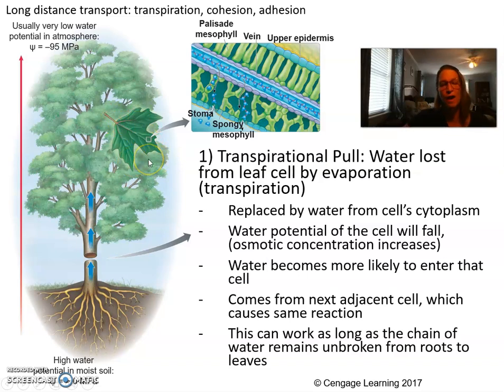And it works really well as long as the chain of water remains unbroken from the roots to the leaves. So similarly, if you had a hole in your straw, which would break that chain of water, then your straw wouldn't work anymore. So it's really important that the chain of water remains intact, or else this transpirational pull won't work. So how do we maintain that chain of water?